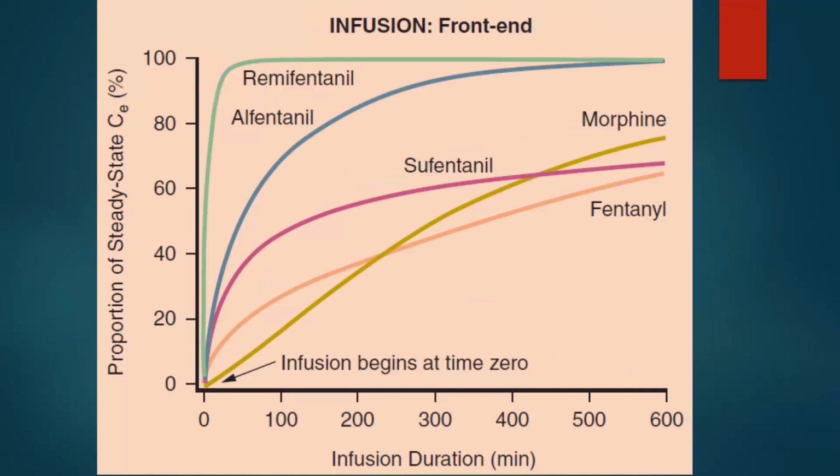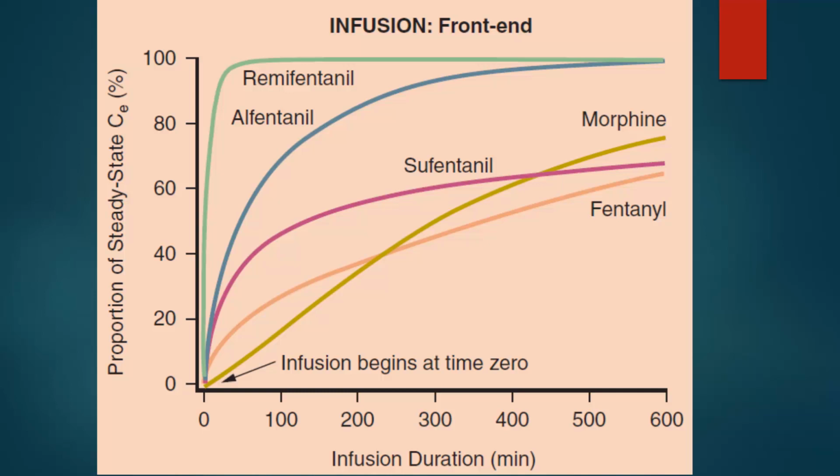Now this graph shows what happens to plasma concentration when you start an infusion and keep it at the same rate. There's no bolus involved. This is just an infusion like remifentanil. You start at 0.08 mcg per kilo per minute. So here we're looking at the time it takes to get to the steady state effect site concentration, also known as the infusion front-end kinetic. As you can see, when you start an infusion, initially you have a rapid increase in concentration, followed by a steady state level.